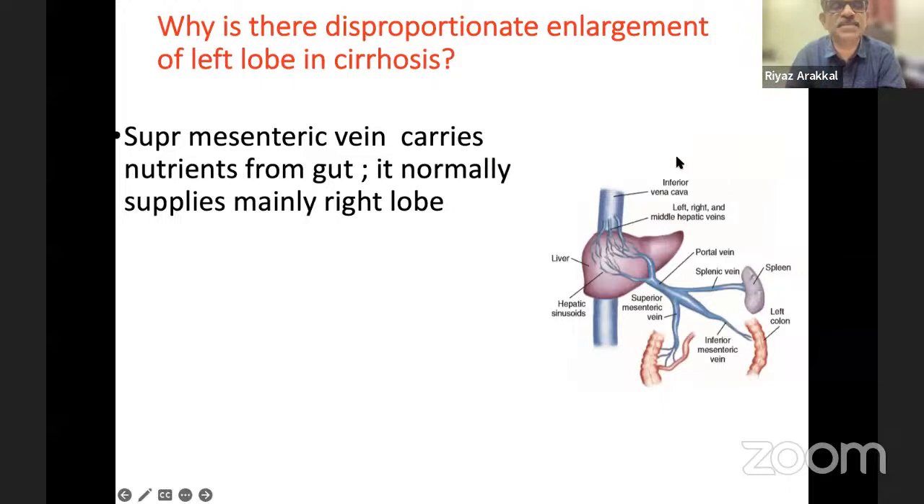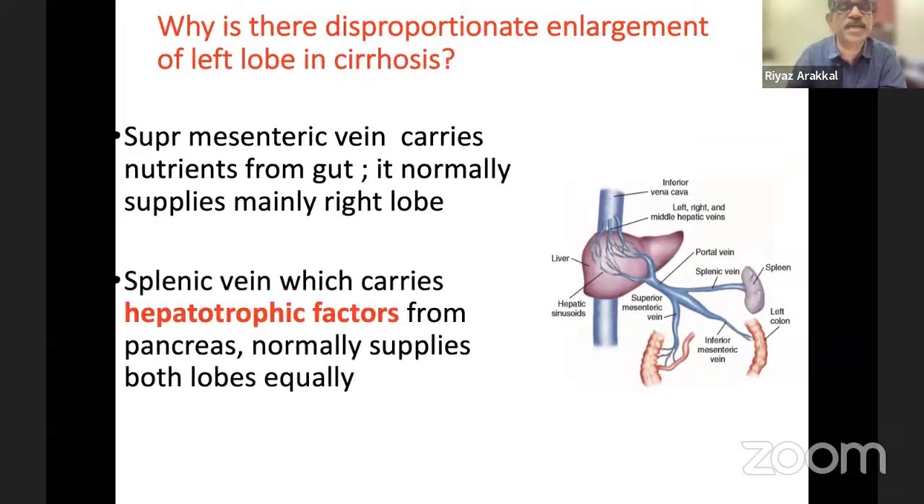So coming back to anatomy, the superior mesenteric vein carries nutrients from the gut, and this blood is supplied mainly to the right lobe. Okay. Now, what does the splenic vein do? Splenic vein carries hepatotrophic factors from the pancreas. This is the splenic vein. Here is the pancreas somewhere here. So the splenic vein carries hepatotrophic factors from the pancreas. And normally the splenic vein supplies blood equally to both lobes. So the splenic vein supplies hepatotrophic factors containing blood to both right lobe and the left lobe equally. That is what happens normally.